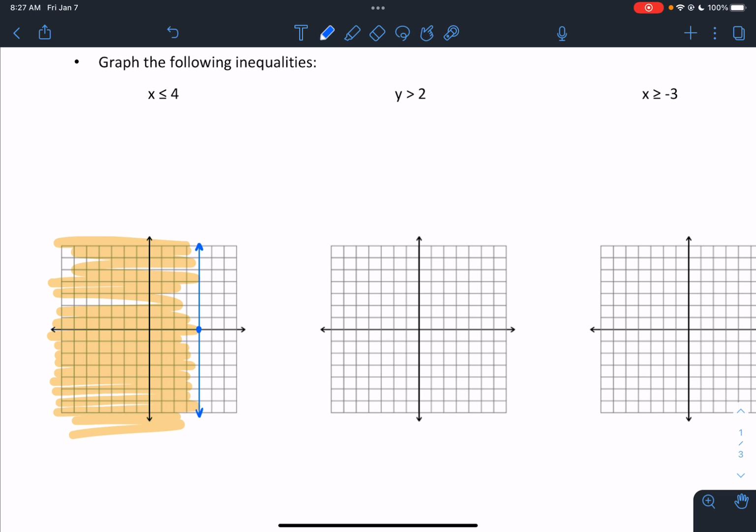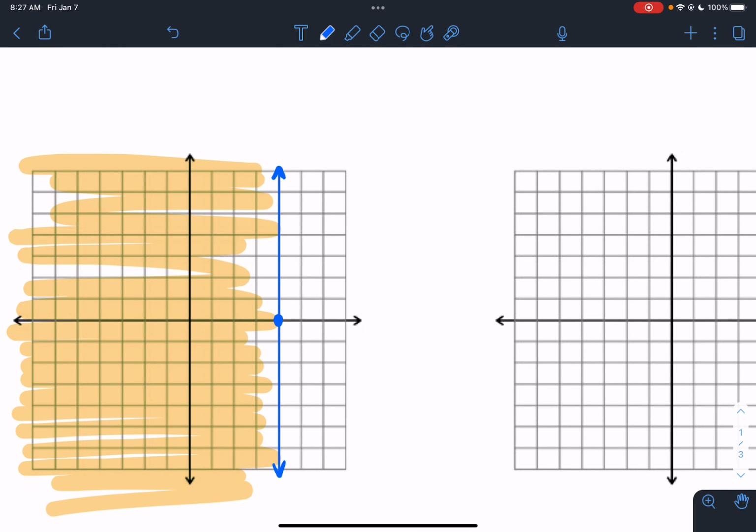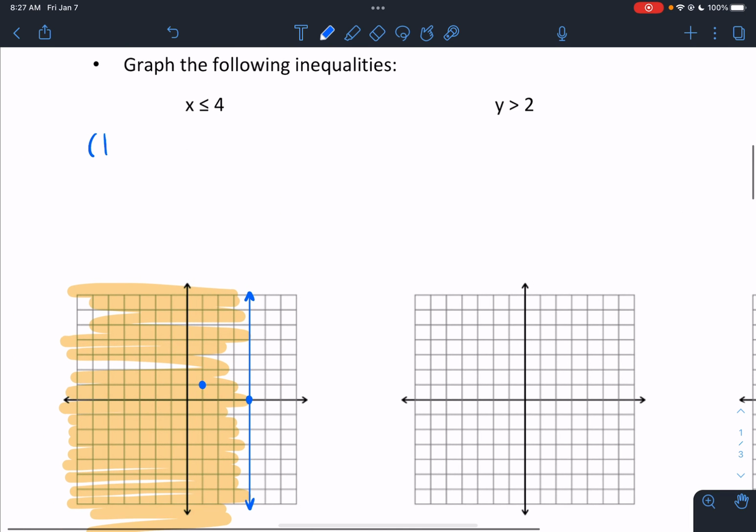And so, again, what this means is that any ordered pair that is on that blue line or in that shaded orange region is a solution. So if I look at the ordered pair 1, 1, and if I ask, is the ordered pair 1, 1 a solution to this inequality, I would say it is a solution, because it's in my shaded region.